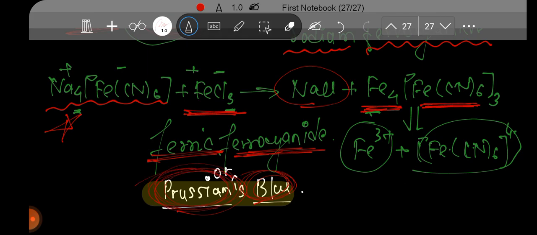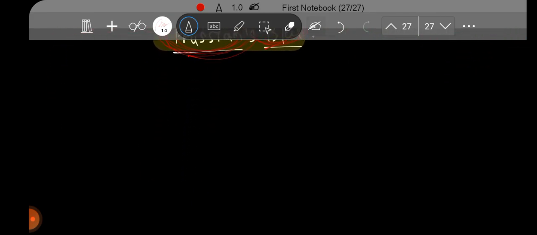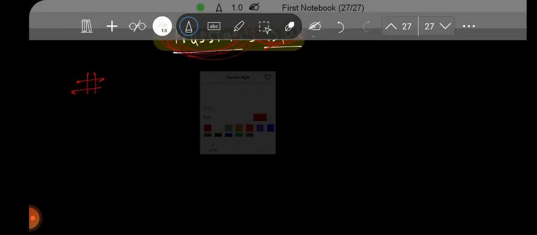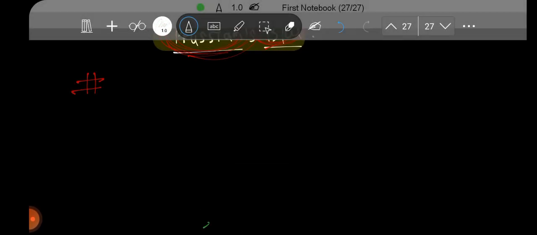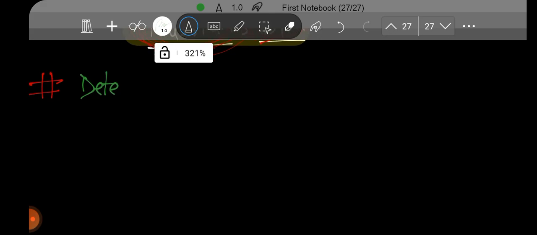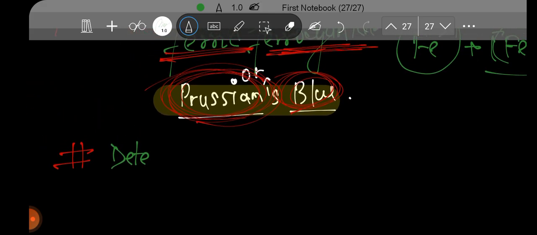In this way you can detect nitrogen. Let's deal with another one, which is the detection of sulfur.